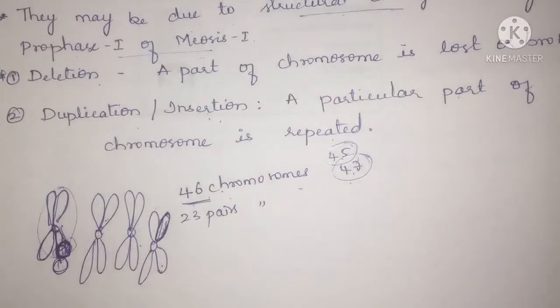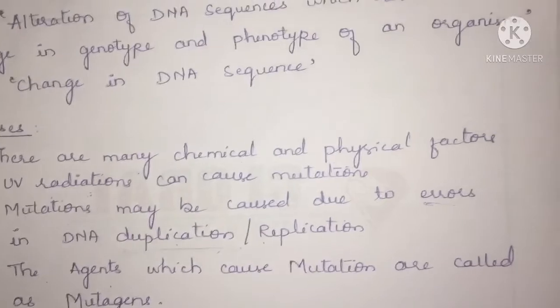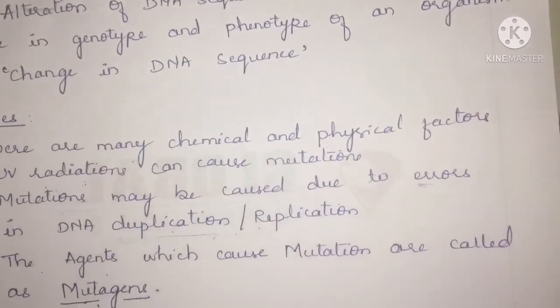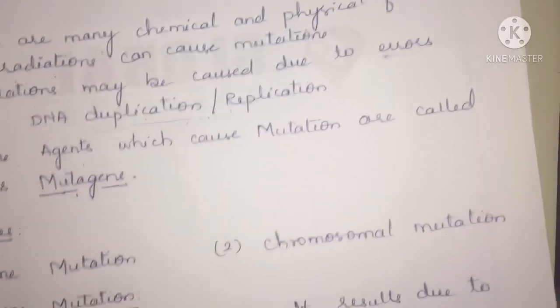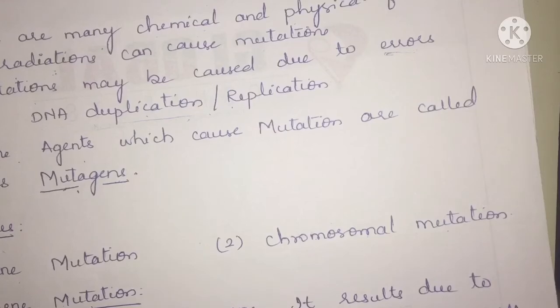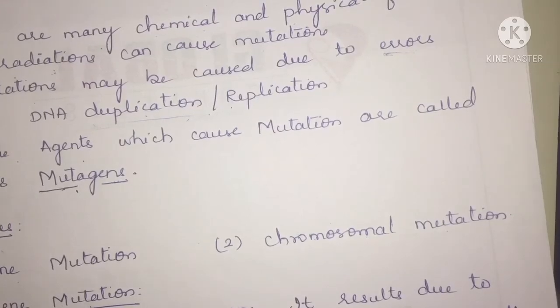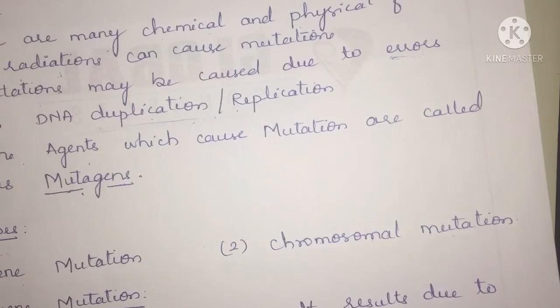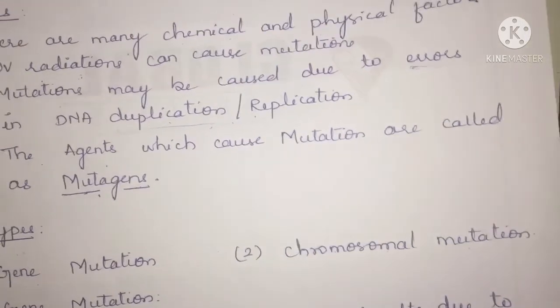So it is very easy. Here is what has been asked in your previous question papers: What is mutation? What are mutagens? What is point mutation? Give an example. What is frame shift mutation? Give an example. Only this has been asked till now. Very important, very easy.